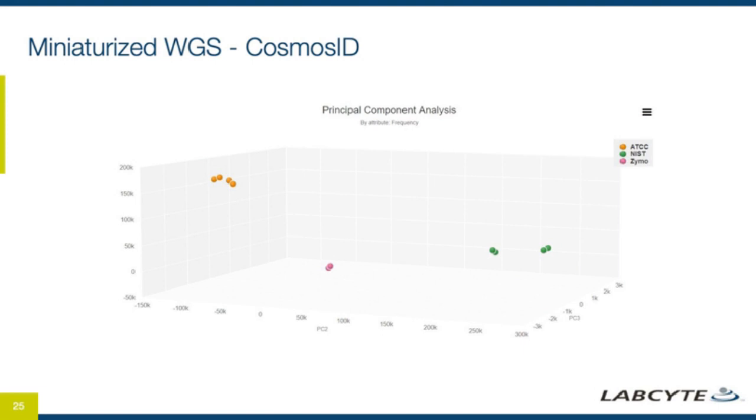After that, we've also been able to take a principal component analysis graph from CosmosID. So you'll see that each of these samples color differently. They all cluster closely together, showing that they have high degrees of similarity, though they are spatially separated from each other. And this is what we want to see in a principal component analysis.